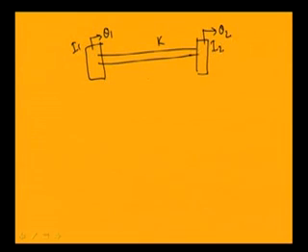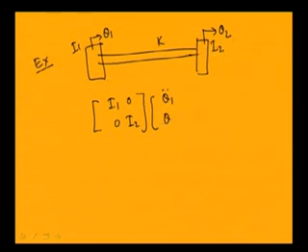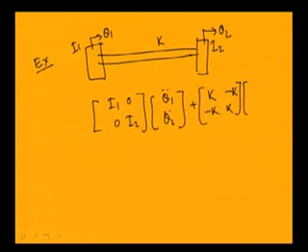Let us find the normal modes by using this adjoint matrix method for this case. In this example, the equation of motion you have already found by using different methods. If you write it, it will be like this: I1, 0, 0, I2 times theta 1 double dot, theta 2 double dot, plus K, minus K, minus K, K times theta 1, theta 2, equal to 0, 0.